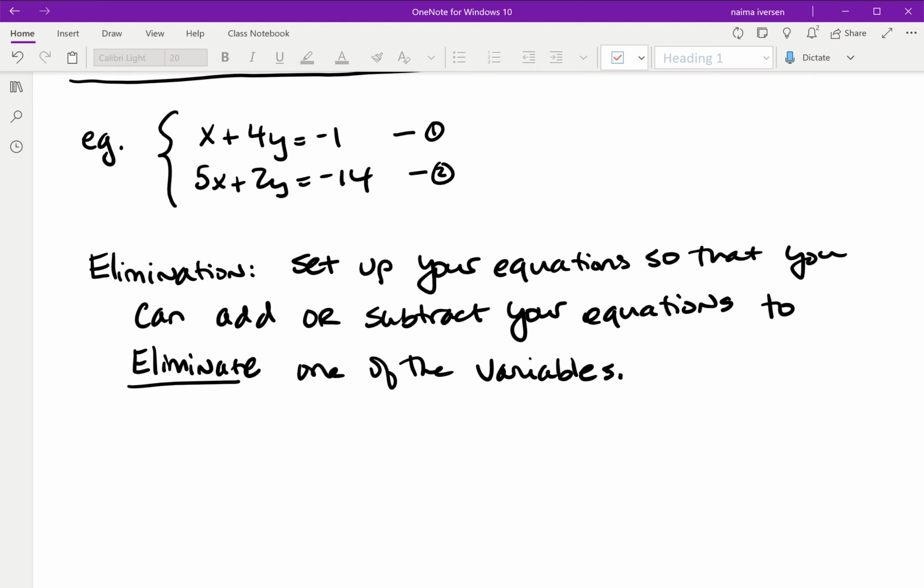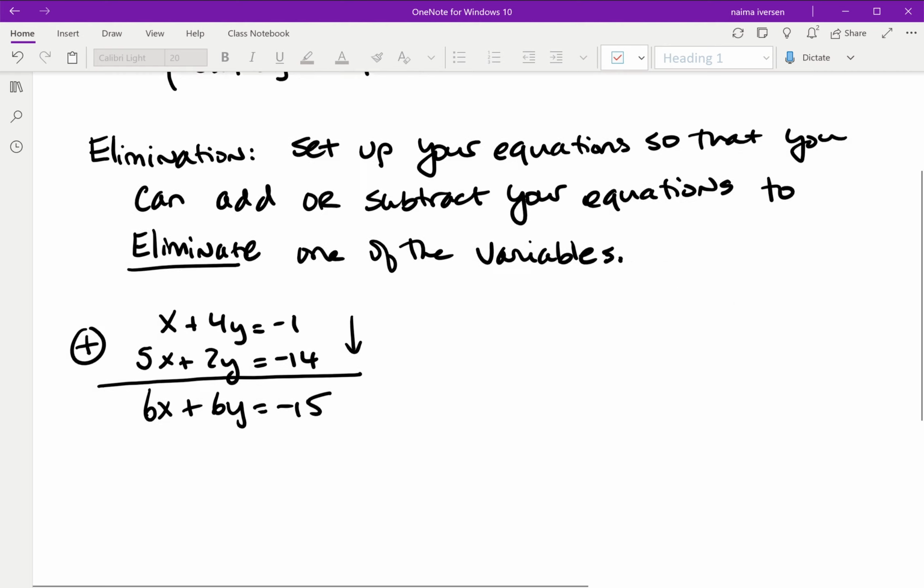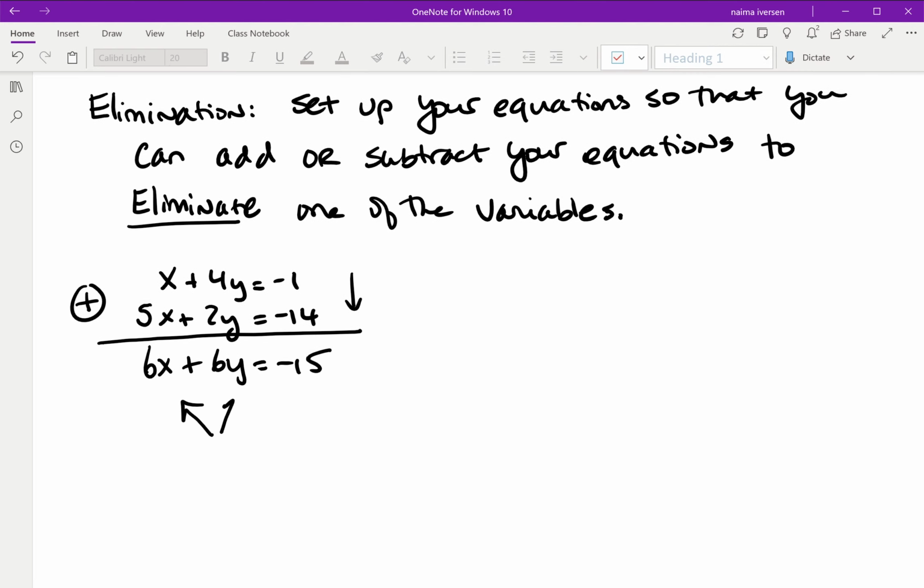So what we want to do with this one is I said x plus 4y is equal to negative 1, and 5x plus 2y is equal to negative 14. If I draw a line underneath these, and if I added these right now, I'd be adding straight down, and I would end up with 6x plus 6y is equal to negative 15. And this still has x's and y's, so this is not elimination because these are not eliminated.